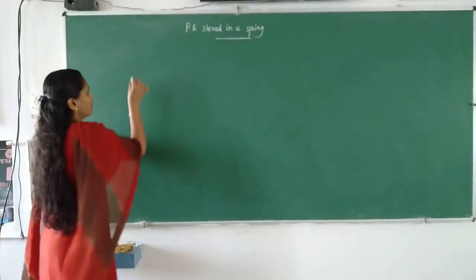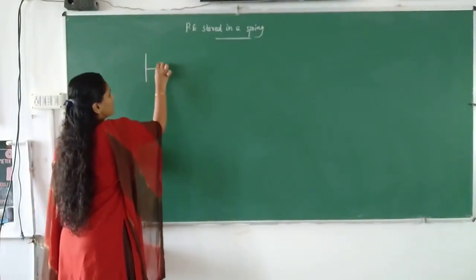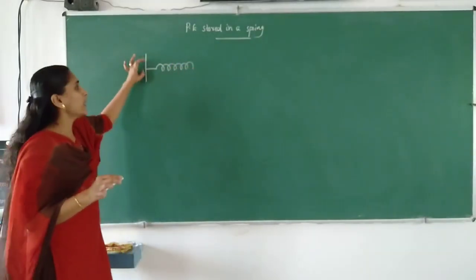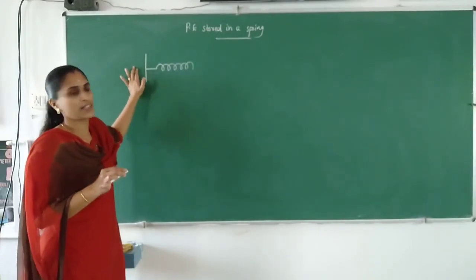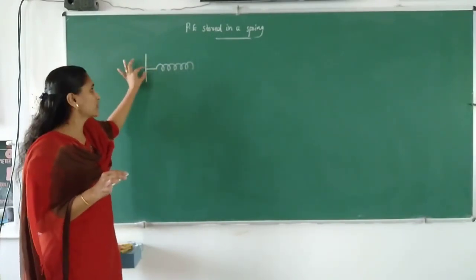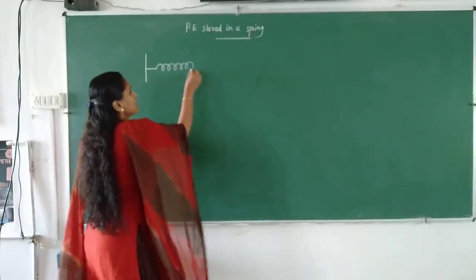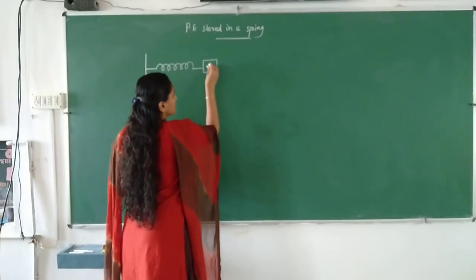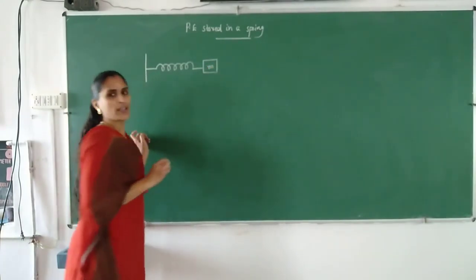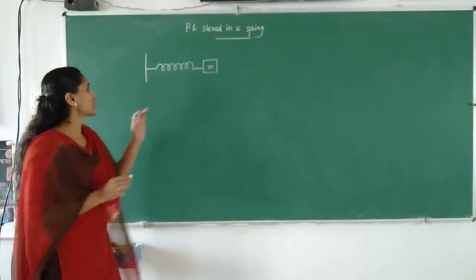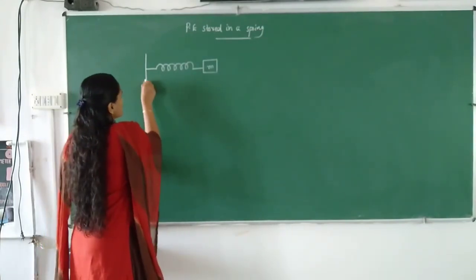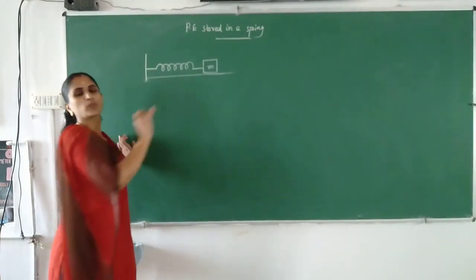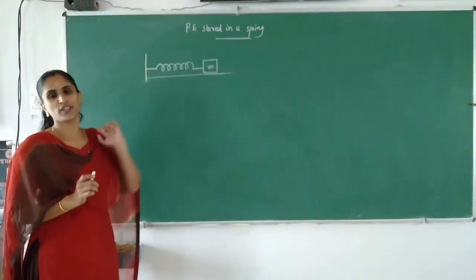First of all, we are considering a spring whose one end is fixed to a rigid support, and another end is connected to a mass. This mass is allowed to move on a very smooth surface, if you stretch it and release it.